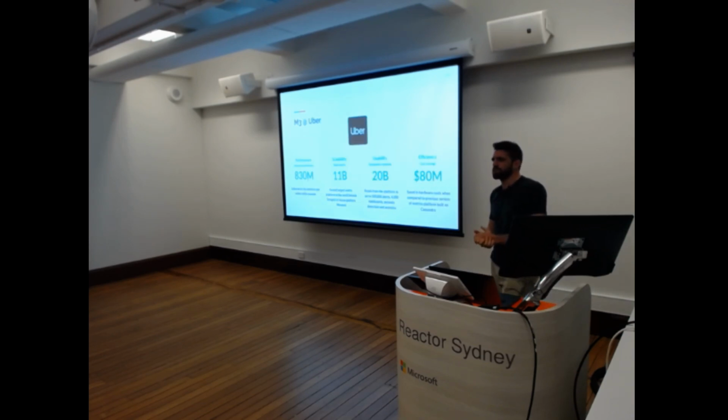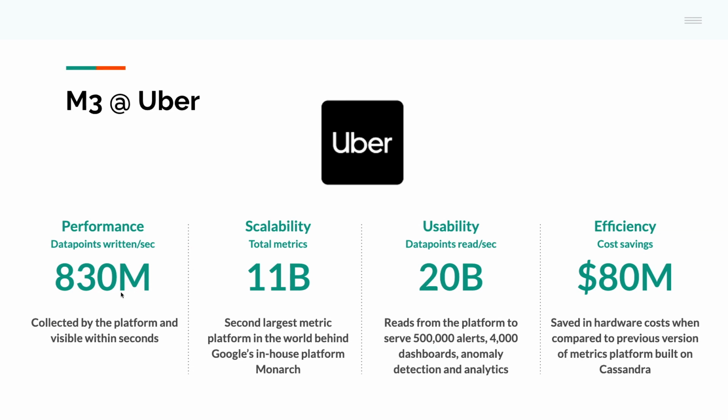So as I said, this project was developed at Uber, and the team lead of the project sent me those numbers, which look impressive. And obviously, we don't have that kind of scale yet, but it's a project that has successfully proven to be able to index 11 billion metrics and satisfy 20 billion queries per second in a blazing fast manner. So they have managed to also achieve significant cost savings.